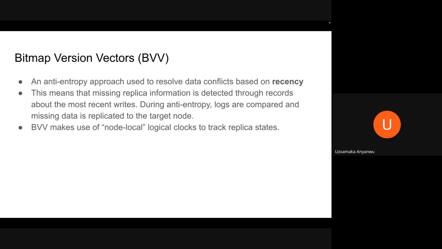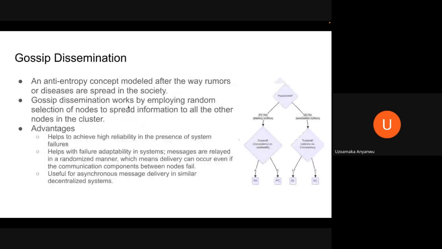Next slide. So this is my favorite concept in this chapter, gossip dissemination. It's a really interesting concept because it's modeled after the way rumors and diseases are spread in society. The idea is that diseases are passed from one person to another until the population dies out, and rumors are spread because people are still interested in hearing them.